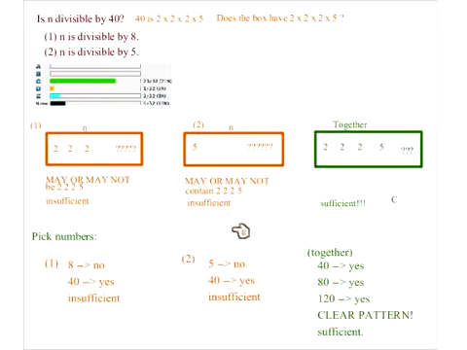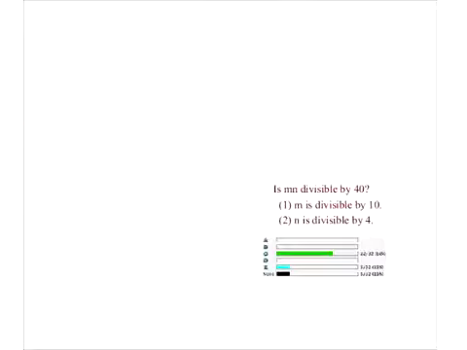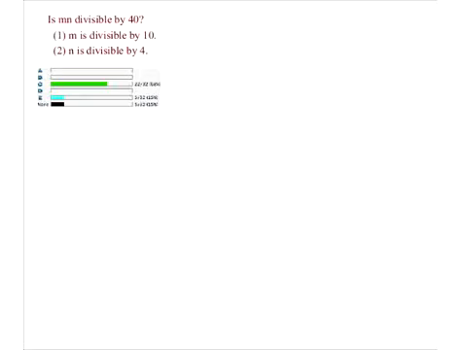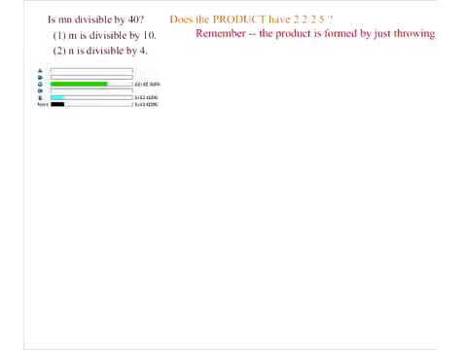Well, not when you have two different numbers, as in the case we're going to look at next. So here's the last case, which is this one. The last problem is right here. In this case, we want to know, does the product have 2, 2, 2, 5? Remember about the products: the product is formed by just throwing together everything. No LCM in this case.